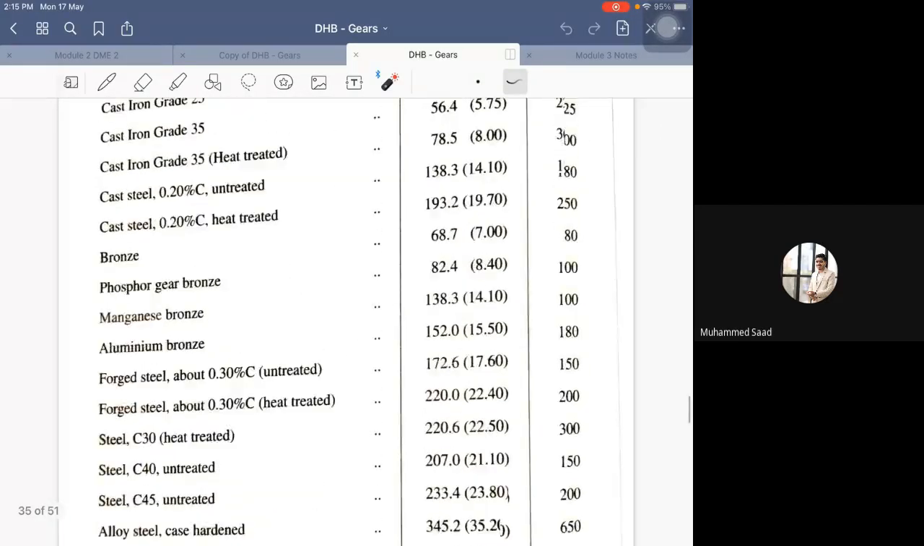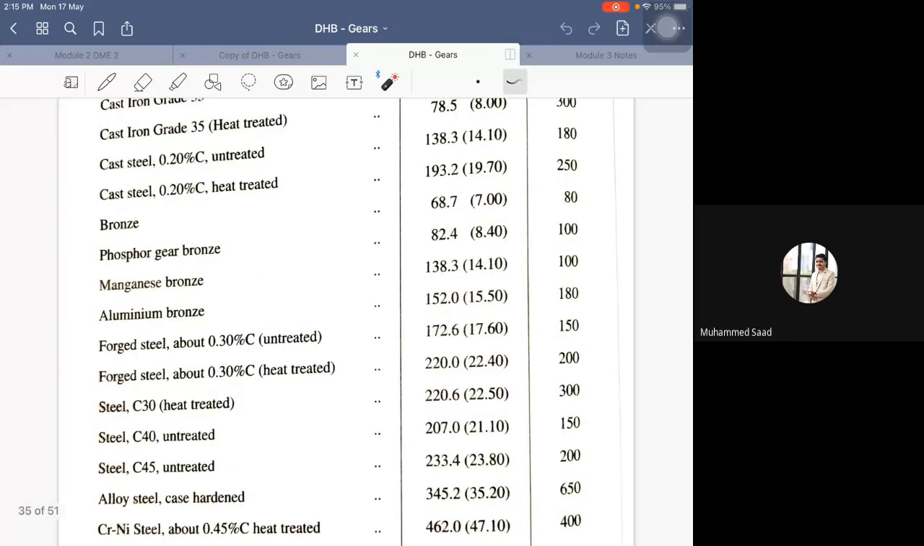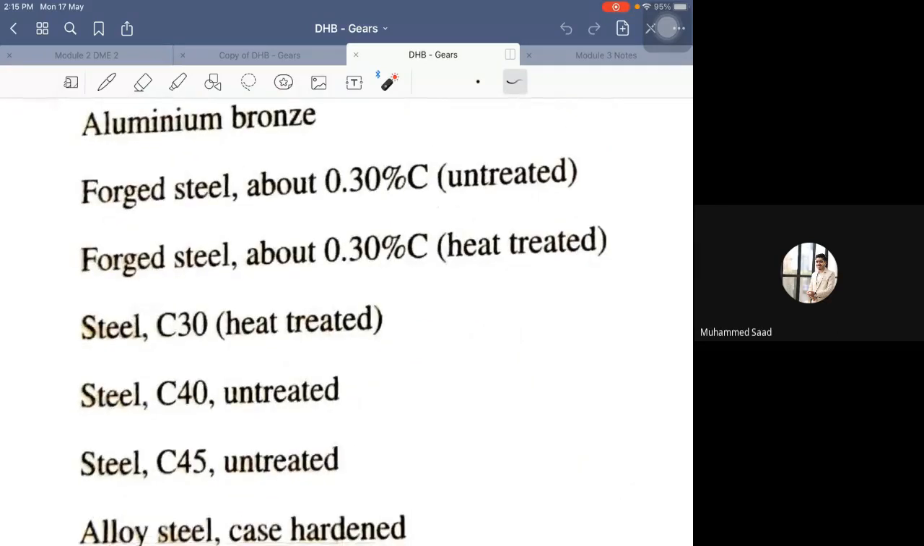Here it is. C45 untreated, so this is the material. Always choose this. As a lecturer, I should not say this, but for your ease, just zoom in, take a pencil and mark a star here, so that you will know this is the material you have to take whenever the material is not specified in the problem. There and there you can make a little bit of markings on your data handbook.